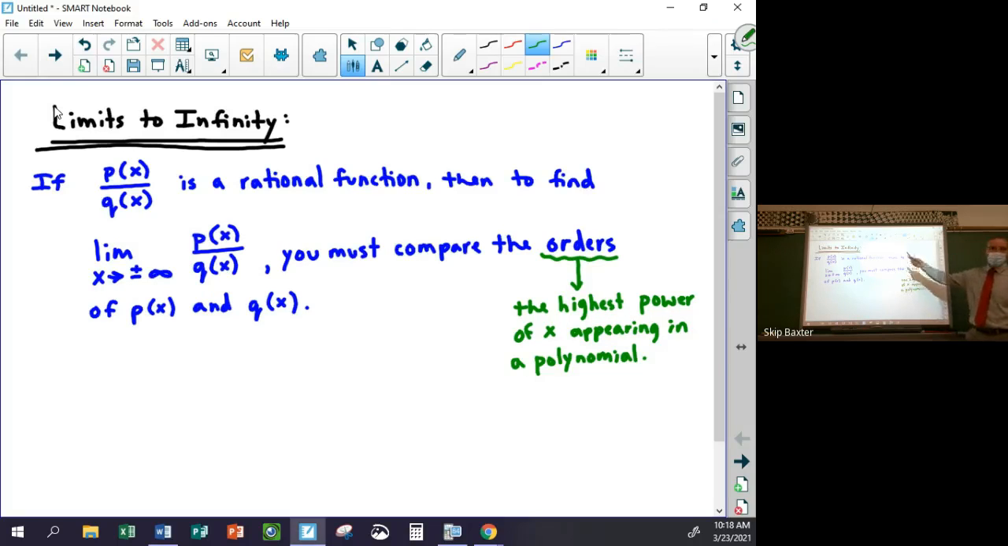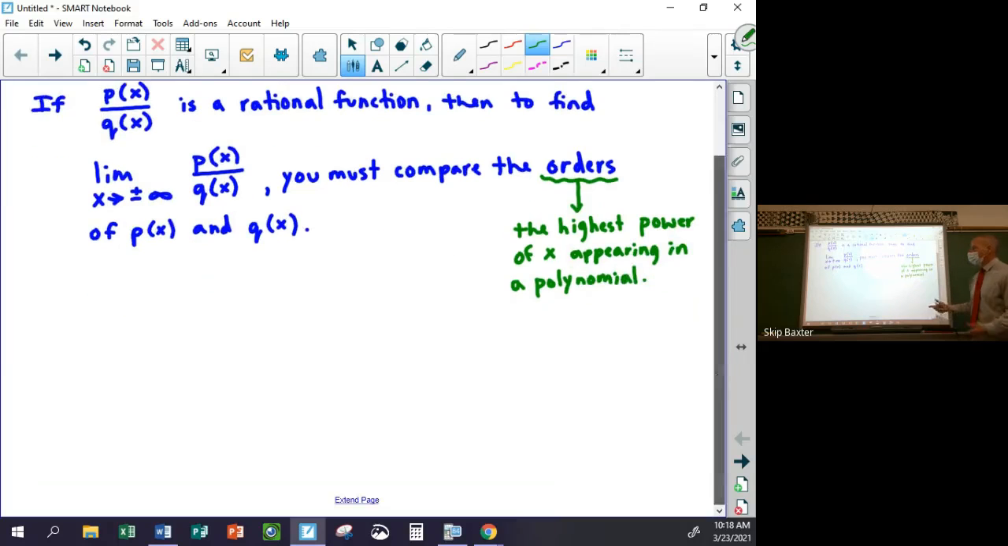So a rational function is a polynomial over a polynomial. If you have the limit as x goes to positive infinity or negative infinity of that rational function, then you just have to compare the orders, highest power of x on the top and the highest power of x on the bottom. And there's three possibilities. They're either equal, or the top's bigger, or the bottom's bigger, right? Those are the only three possibilities when you compare two numbers. They're either equal, or one of them is bigger than the other. Okay, so there's three possibilities.